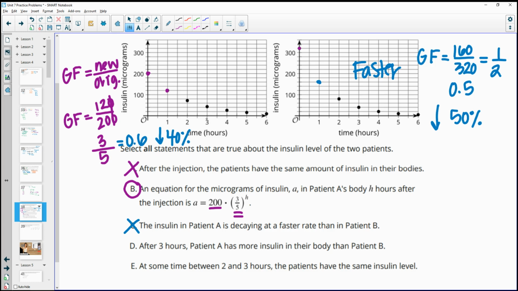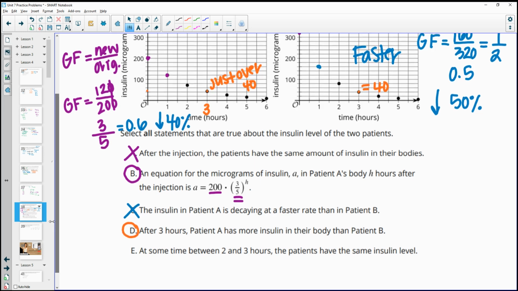And then D, after 3 hours, patient A has more insulin in their body than patient B. So if we take a look here at 3 hours, this patient is just over 40, and patient B at 3 hours looks to be exactly at 40. So that would mean A has more, just over 40 versus equal to 40. So patient A has more, which is what this says. So that would be true.